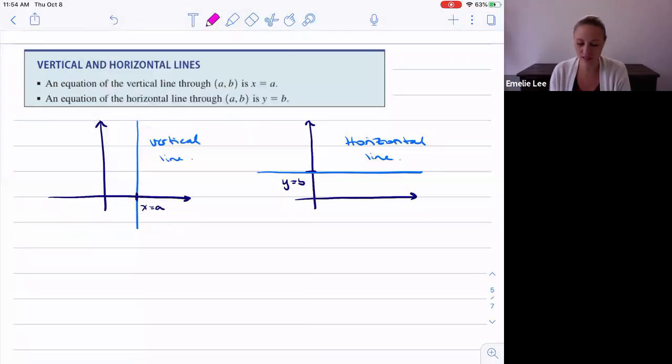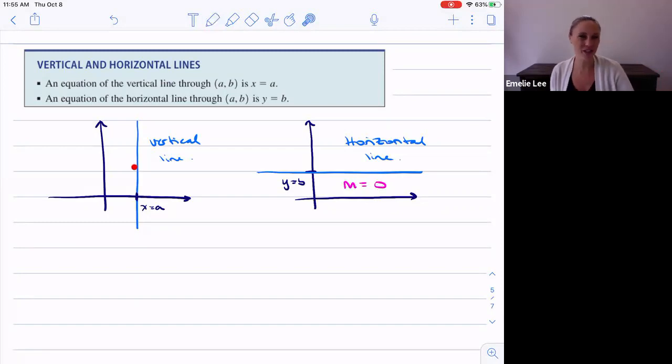Some notes about the slope. The slope here, if you think about a horizontal line, the slope is rise over run, but there's no rise here. It's just going straight across. And so if you've got a 0 rise, 0 divided by anything is going to be 0, right? And so here, the slope of a horizontal line is 0.